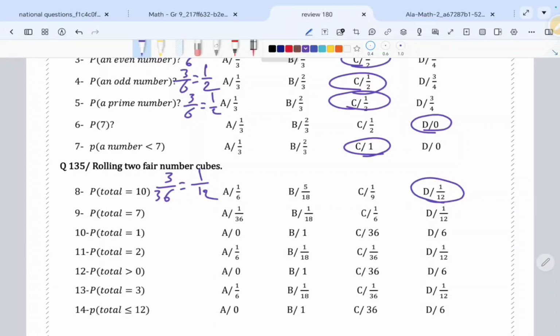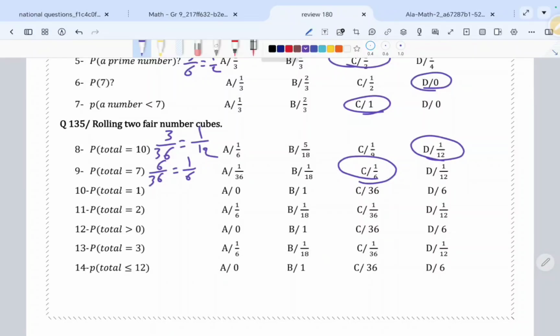Probability equal to 7, exactly 7. 6 out of 36, it will be 1 out of 6. Which one is 1 out of 6? C is 1 out of 6. Total is equal to 1. That's impossible, because the minimum you have is 2. 0 out of 36, and it's impossible. It is 0.